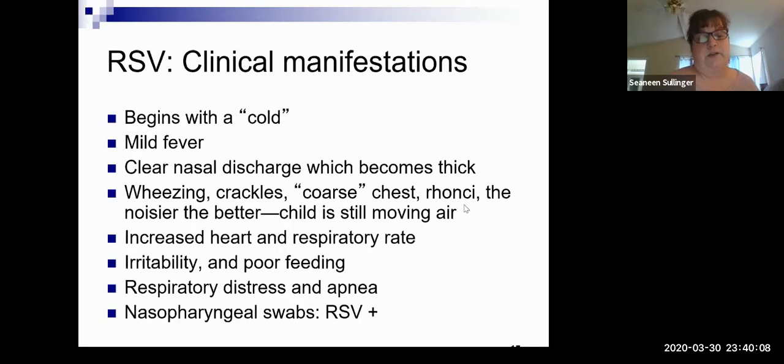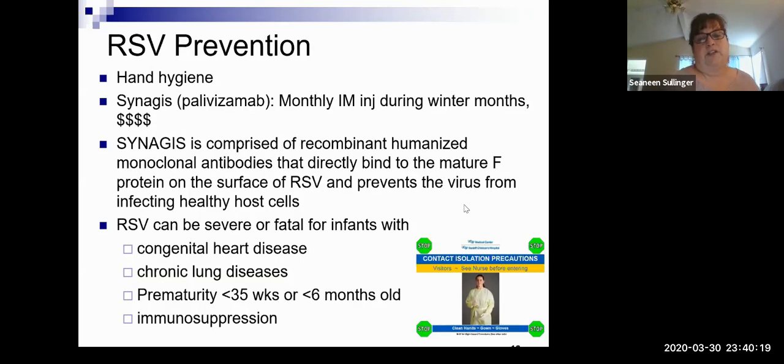And you can do the nasopharyngeal swab, a rapid RSV test. That usually comes back pretty quickly, and it will come back as positive. So prevention is everything, hand hygiene. Synagis, you did your research again last week, and so you have all the information on that.